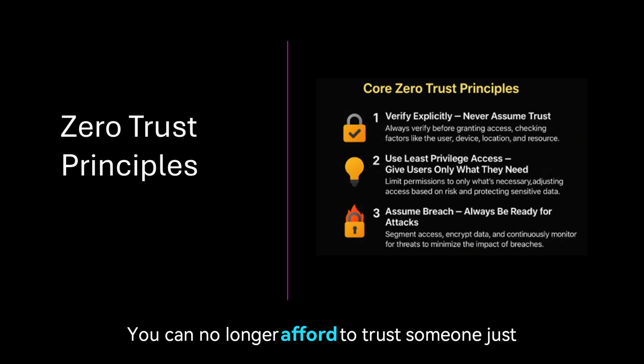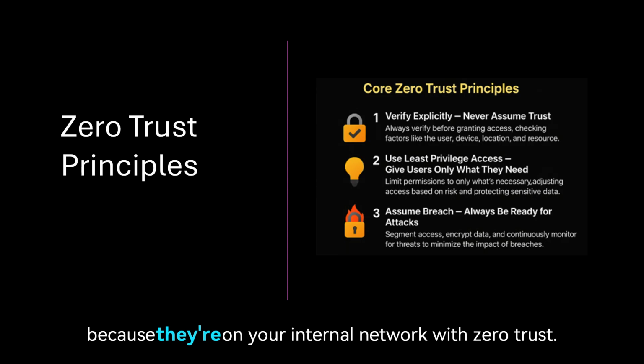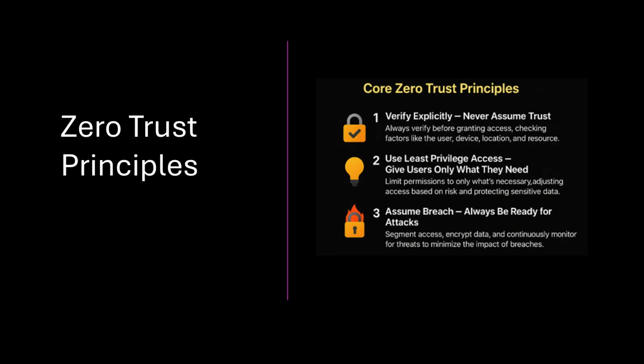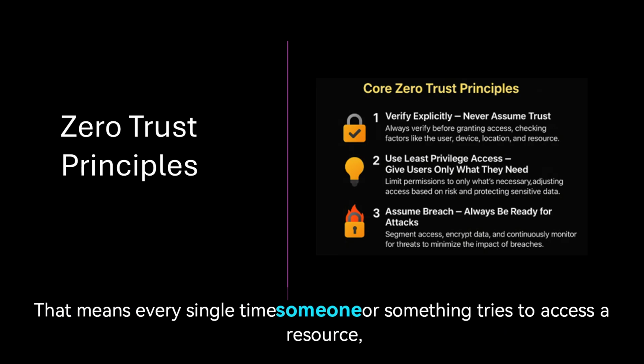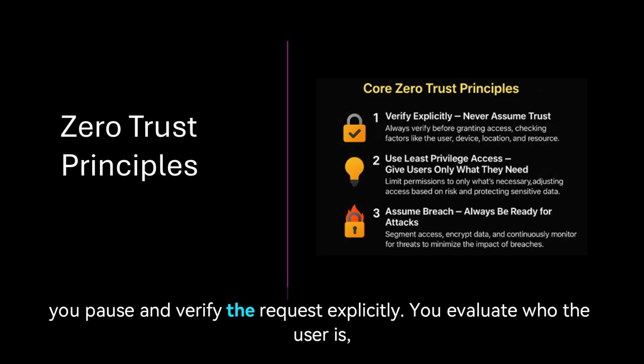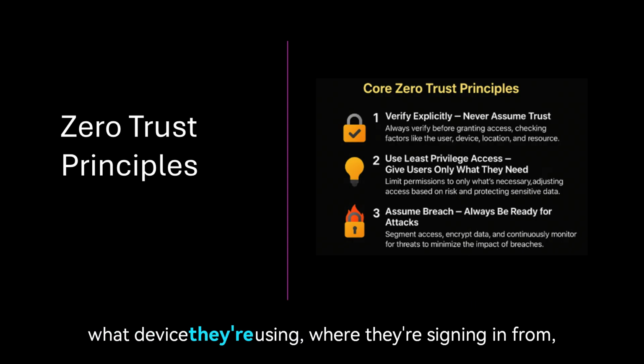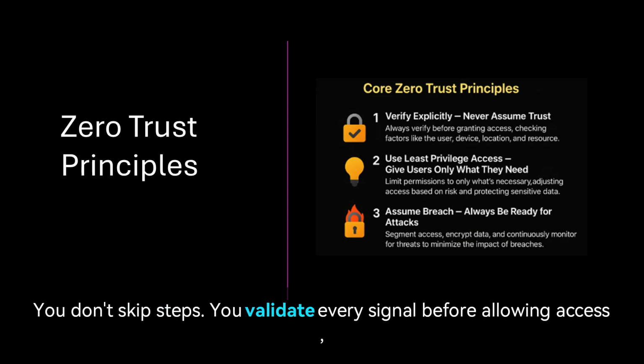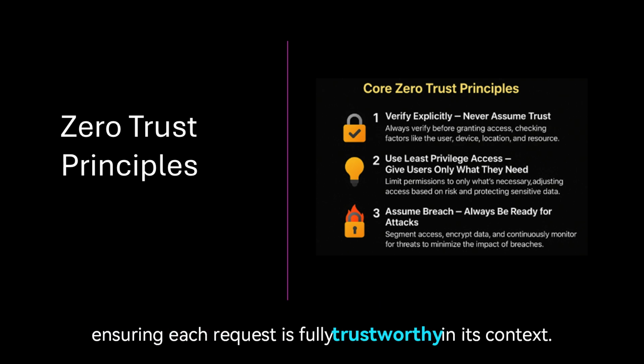You can no longer afford to trust someone just because they're on your internal network. With zero trust, you treat every access request as untrusted until proven otherwise. That means every single time someone or something tries to access a resource, you pause and verify the request explicitly. You evaluate who the user is, what device they're using, where they're signing in from, and what resource they're trying to reach. You don't skip steps. You validate every signal before allowing access, ensuring each request is fully trustworthy in its context.